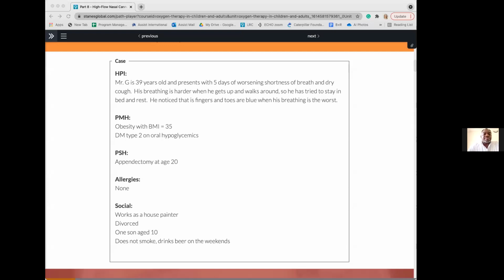His past medical history: he is obese with a BMI of 35, and is a type 2 diabetes patient. Surgical history: he had an appendectomy at age 20. He has no allergies. On the social history, he works as a house painter. He's a divorced man with one son, age 10 years. He doesn't smoke, but he drinks beer on the weekend.